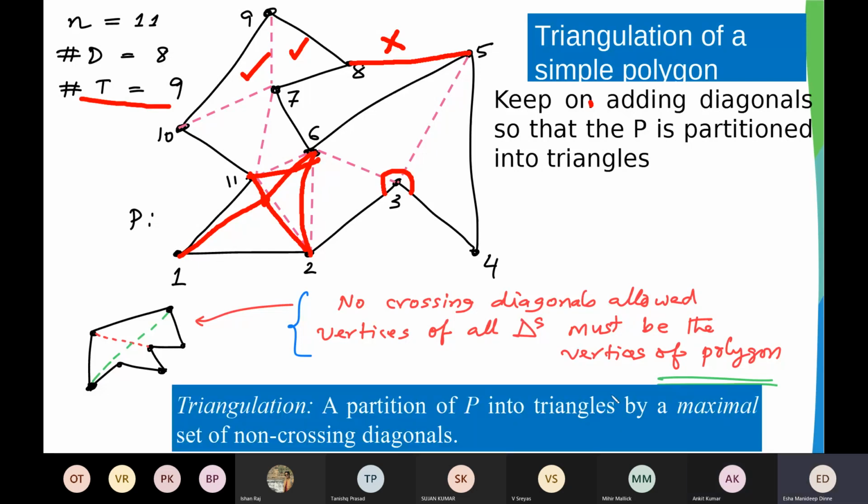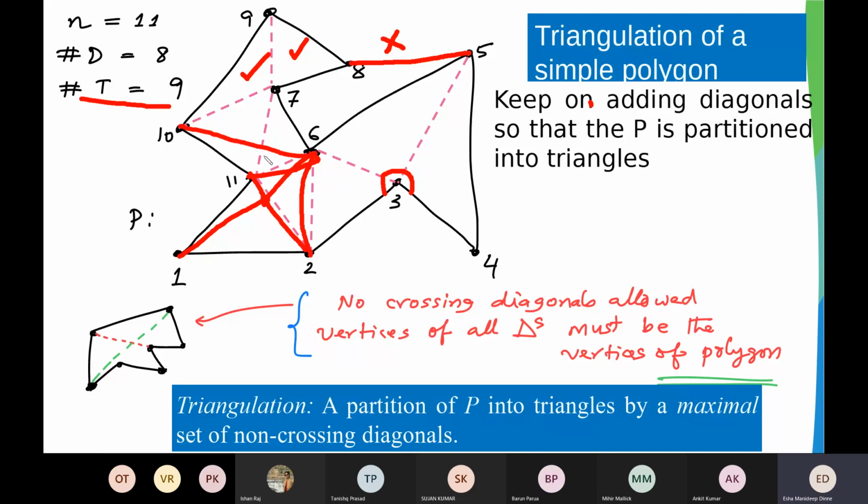Triangulation: a partition of P into triangles by a maximal set of non-crossing diagonals. It is a maximal set because, okay, can somebody vaguely convince me why this is a maximal set of diagonals you can draw without crossing each other? If I draw some other diagonal, in this case something like this, it crosses a diagonal you already drew. So can somebody convince me why, if you draw any other diagonal, it will cross at least one other previously drawn diagonal?